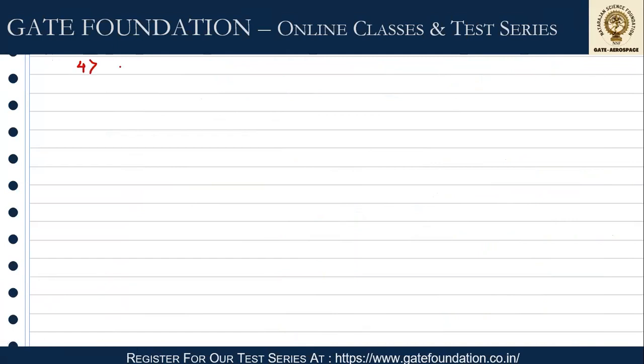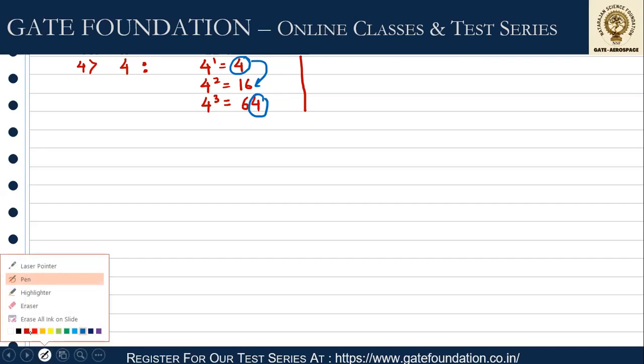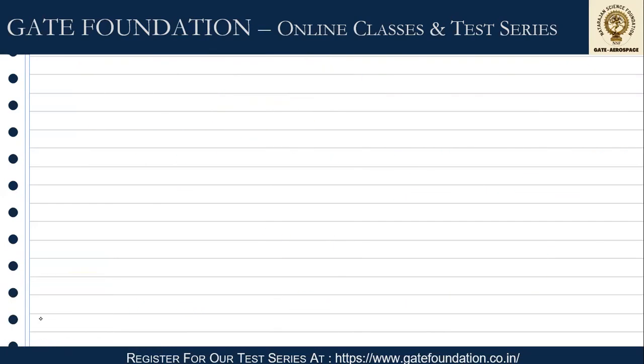Let's say if I talk about 4, we can easily determine the cyclicity of 4. How? We start with 4 raised to 1, which is 4. 4 raised to 2 is 16, and 4 raised to 3 is 64. See, again the 4 is getting repeated: after the first and second power, the third one again becomes 4. So it is getting repeated after every 2 powers. So the cyclicity will become 2.